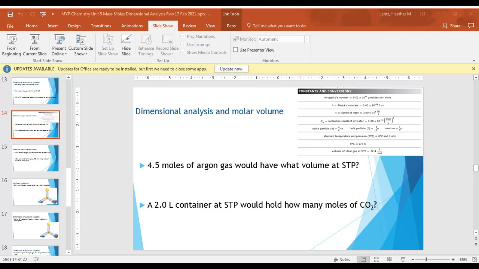With our calculators, we're going to multiply across the top. 4.5 times 22.4 divided by everything on the bottom. It's 1. We can kind of ignore it. 4.5 moles times 22.4 liters divided by 1 mole is going to give us 100.8 liters. Sig figs, we need to keep 2.